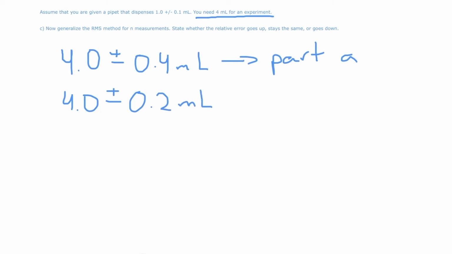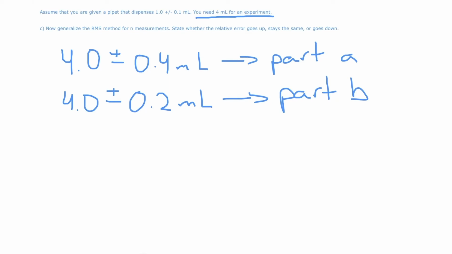And this was actually the answer for the first section of part B. On the last slide, I realized I forgot to include it. So here it is right here. That's the part where it asks about the x plus or minus y milliliters. And so now let's head back. Let's think about part C here. We need to generalize the RMS method for n measurements.